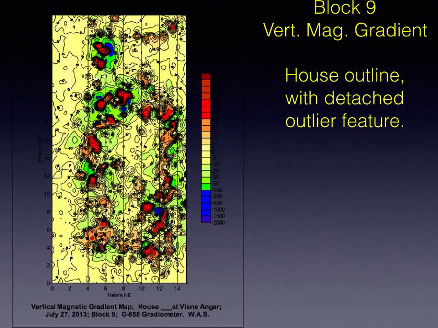So we looked at another house, Block 9, house outline with a detached feature. This is an interesting one because you have this house, right? But then just outside to the upper left, you've got another set of something going on out there. That could be more boulders. It could be a fire pit or something going on outside. But that's something we wanted to go back and take a look at.